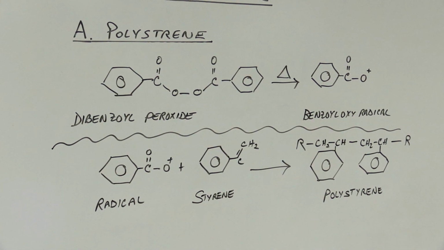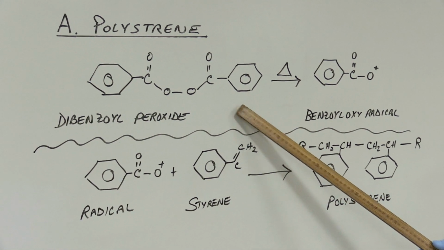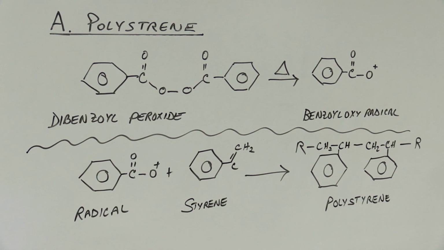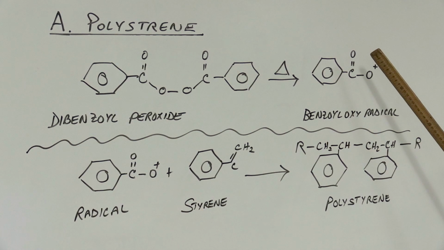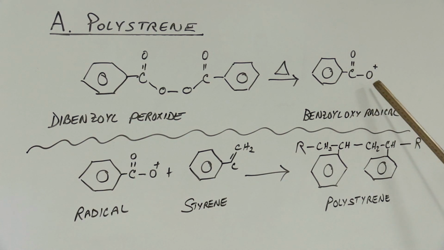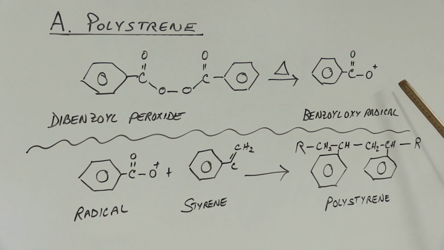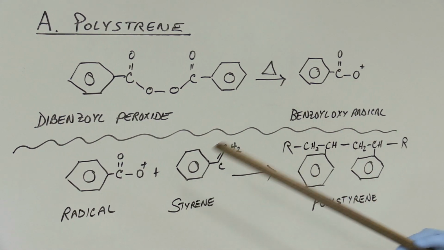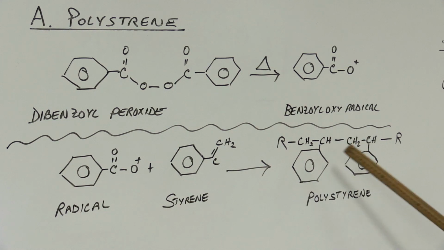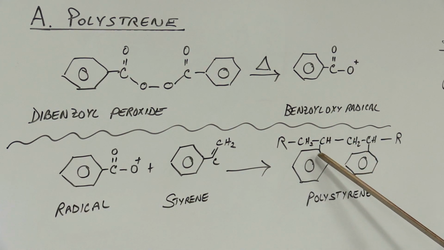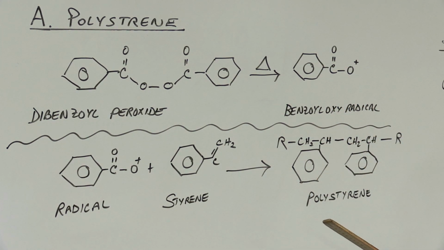How we're going to do that, we're taking a chemical called dibenzoyl peroxide. We're heating it. It's going to break the chemical apart and form what they call a benzoyl oxyradical. The radical is going to combine with the monomer styrene to form polystyrene. This reaction takes at least 75 minutes. So once we start the reaction, we have to let it go for 75 minutes to completion.